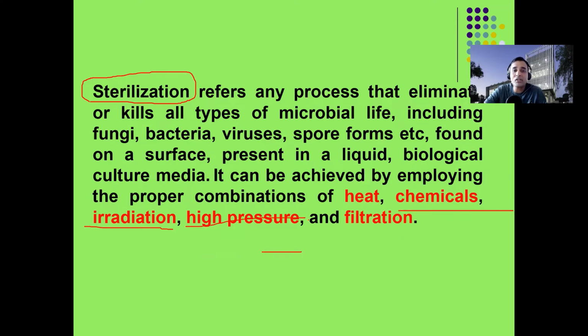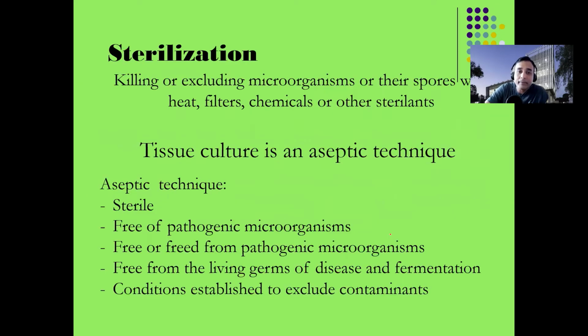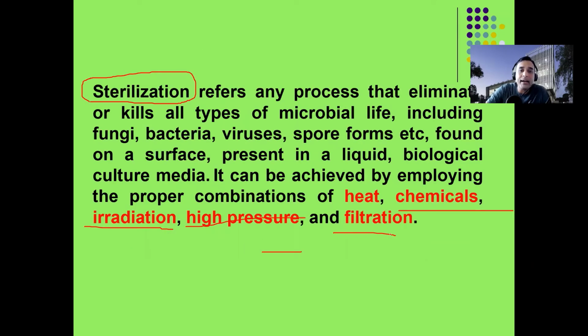It could be high pressure. It could be a simple filtration. So there are different ways depending on what you want to sterilize, right? For example, filtration can be used for heat sensitive material like hormones. You cannot autoclave hormones. You will destroy the hormone. You cannot sterilize vitamins by autoclave, you will kill the vitamins, right? So basically, the filtration technique is used for the chemicals that are heat sensitive, okay?